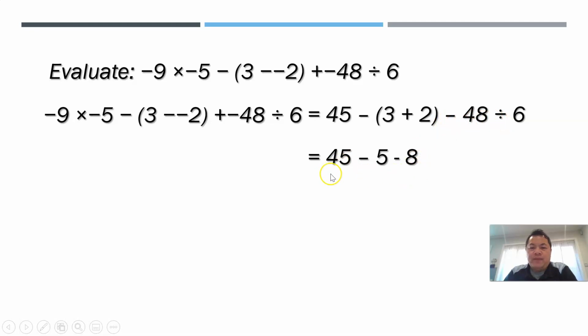So again, left to right, 45 minus 5 is 40. 40 minus 8, you get 32 as the answer.